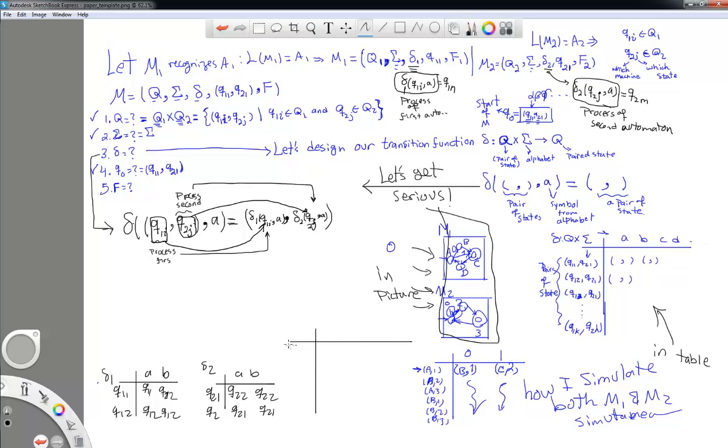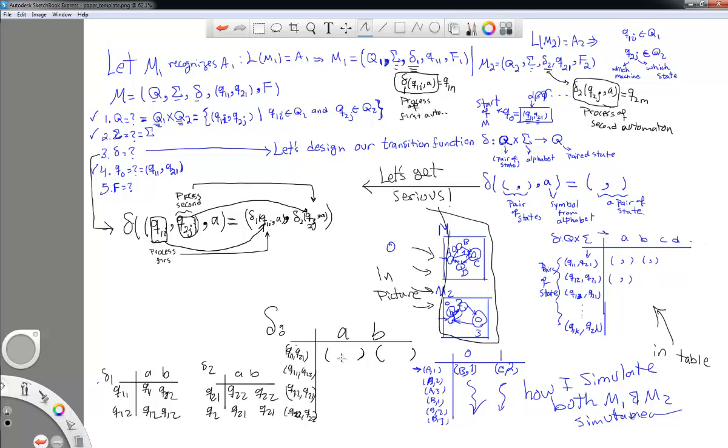It would be pairs of Q11 and Q21, and then Q11 and Q22, and then Q12 and Q21, and then a pair of Q22 and Q12. The first one comes from the first, the second one comes from the second. So this delta will be from pairs over the sigmas, which is still A and B. Then when I process this, for each of these symbols I'm going to end up in a pair of states.